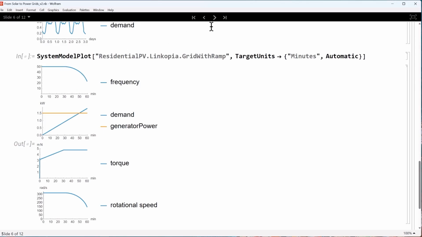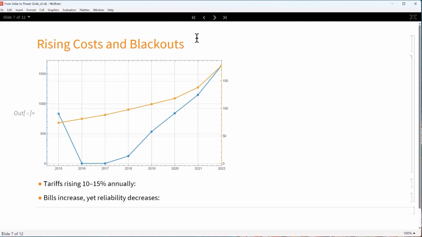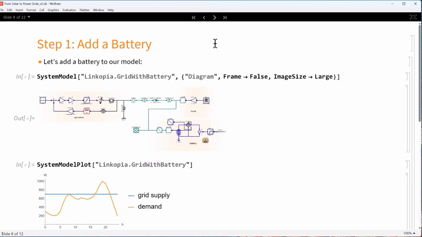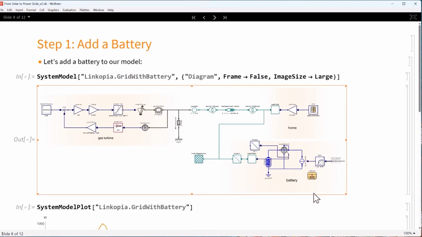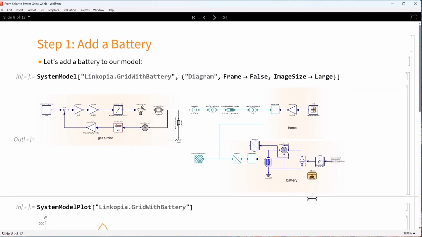Now that we've understood how demand dynamics and grid stability interact, let's look at what we can do at home to manage our own power usage and even help make the grid more resilient. Let's start by adding a battery to our household model. In the same diagram that I used earlier for the grid, I have now extended it by including an electrical battery system. All the components you see in this system model diagram are built using free open libraries that are supported by Wolfram System Modeler.